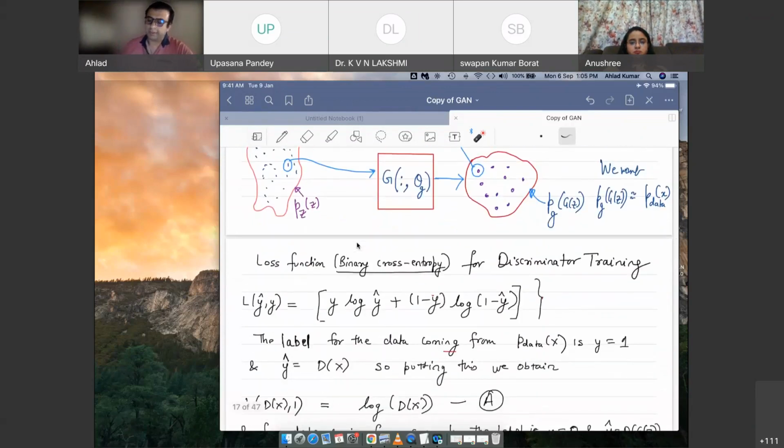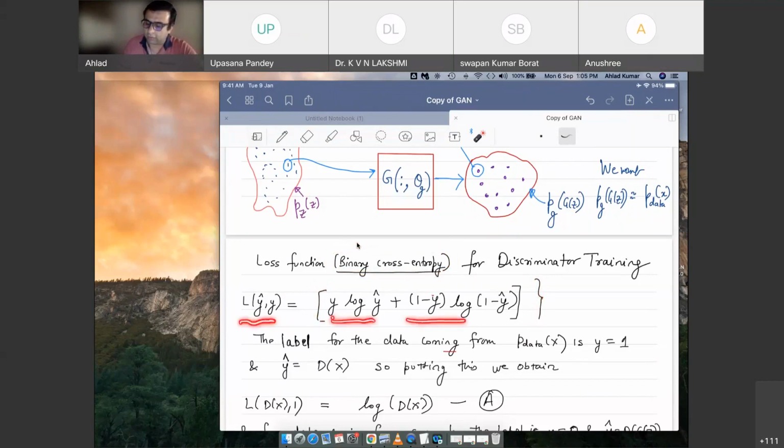So in order to derive the loss function of the generative adversarial network, we will start with the binary cross entropy, which I think most of you must be knowing. We are taking this concept from the machine learning point of view. So here you can see our loss is y log of y hat plus 1 minus y log of 1 minus y hat. This is the famous binary cross entropy function that I think most of you must be knowing.